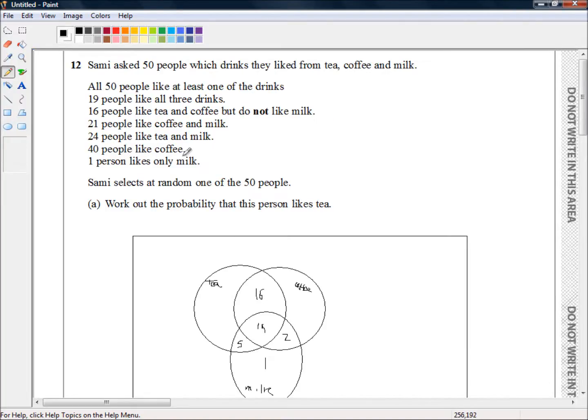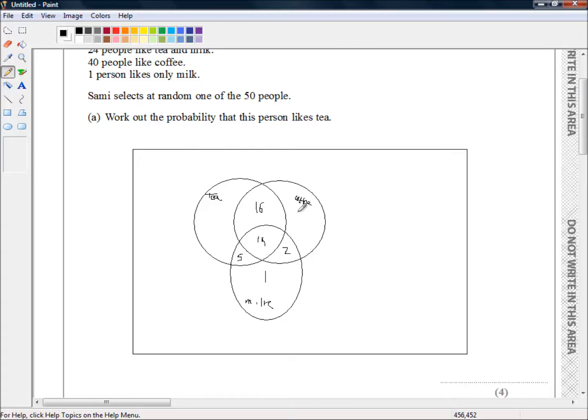40 people like coffee. Okay, so if 40 people like coffee, we've got 2 plus 16 is 18, and then we've got 18 plus 19. Well, that's going to fall short of 40 by 3, isn't it? Because we have to add 2 to the 18 to make 20 and add 1 to the 19. So even without adding that up, we know there's 3 people who like only coffee. But you can use a calculator and just add them up if you like.